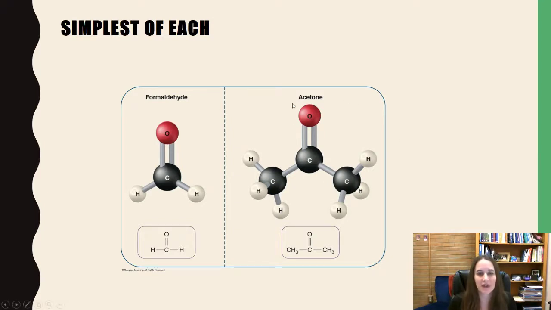And then acetone is the simplest ketone, also known as propanone, which is its IUPAC name. And you can see its formula there. This is where our acetate ion comes from that you learned about in 121. Very similar, except it's got a negative charge and lost a hydrogen, which is where the negative charge comes from.